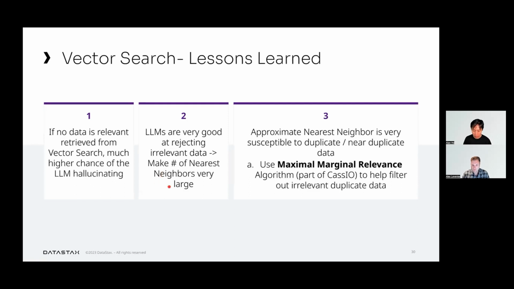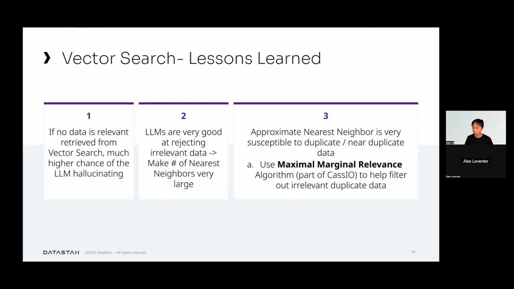And then actually there's another advanced algorithm called maximal marginal relevance, which takes, let's say, 100 nearest neighbors, and it can isolate it down to the 10 that are most relevant for this particular prompt. And the reason why that's very important, and this is a 200 level type of use case, is that the approximate nearest neighbor algorithm, which is the underlying algorithm used for nearest neighbor, is very, very susceptible to duplicate or near duplicate vectors in your prompt.